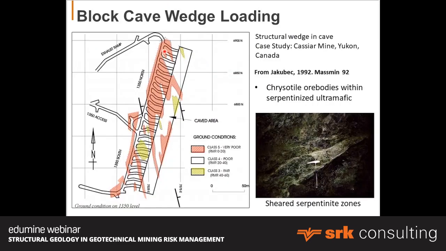Right, this is the Cassiar mine in the Yukon. This case study is again from Jarek Jakubek at SRK, and in this example, it's a serpentinite mine, and what we're trying to do is understand the orientation of the shear zones, but the serpentinite is very weak and highly altered. So our weakest rock here, this class 5 rock mass rating rock here in orange, is in fact the shear zone through the serpentinite. Okay, and that's what it looks like.